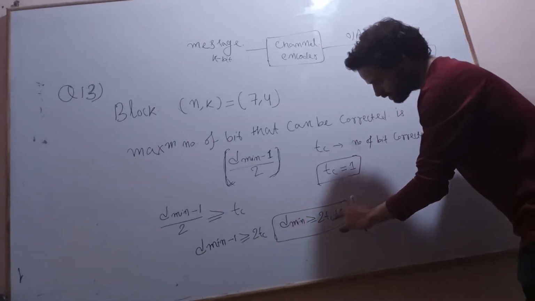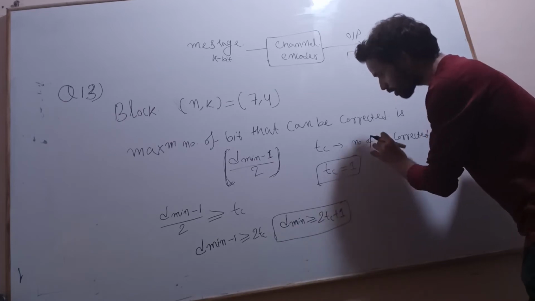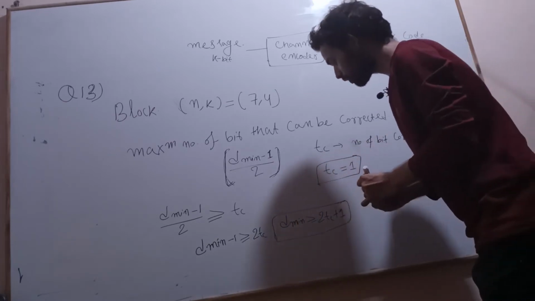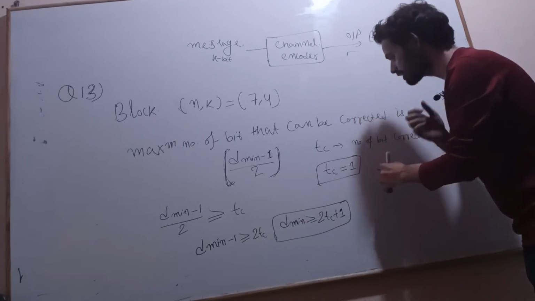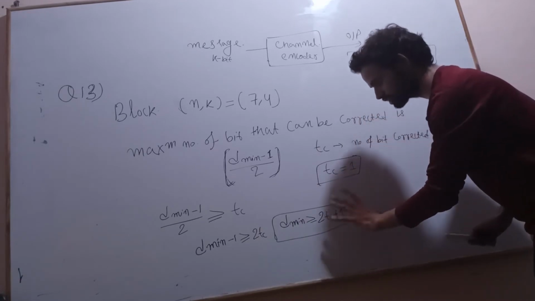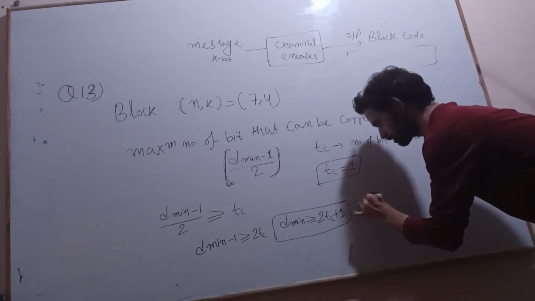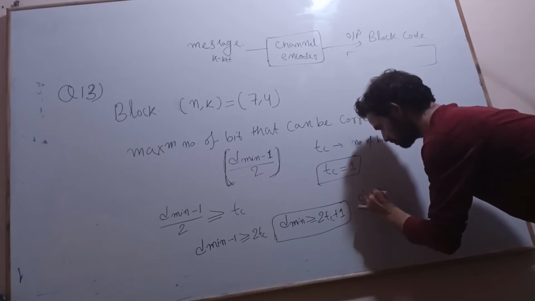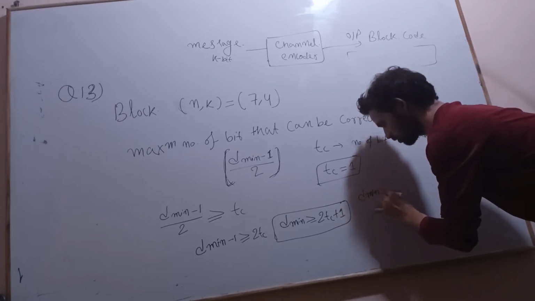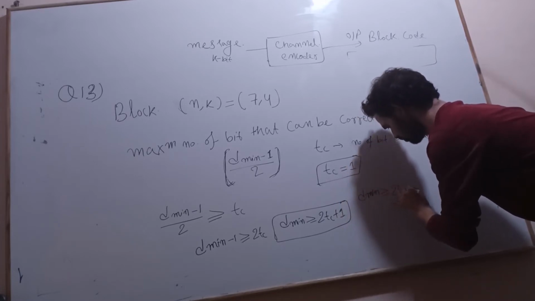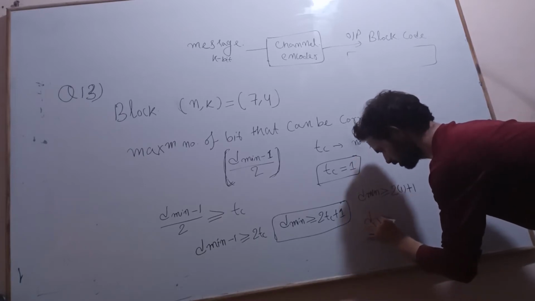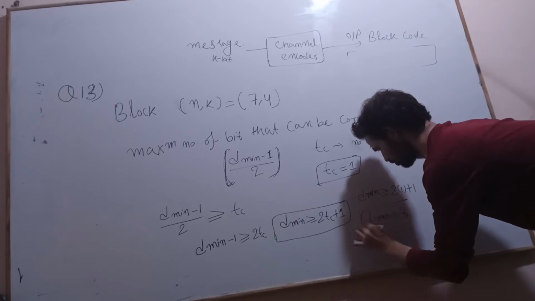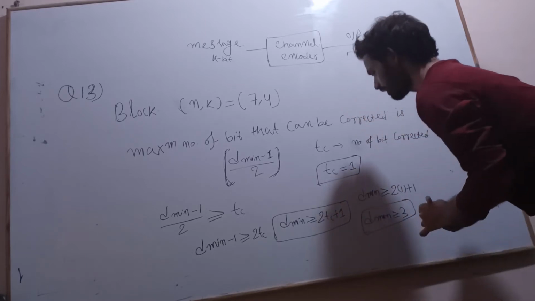Yes, tc is the number of bits that can be corrected. How many? 1, because it is a single error correction code. Okay, so tc is equal to 1. Just put here tc equal to 1. You will get d minimum greater than or equal to 2 times 1 plus 1, so d minimum is greater than or equal to 3. So d minimum is at least 3.